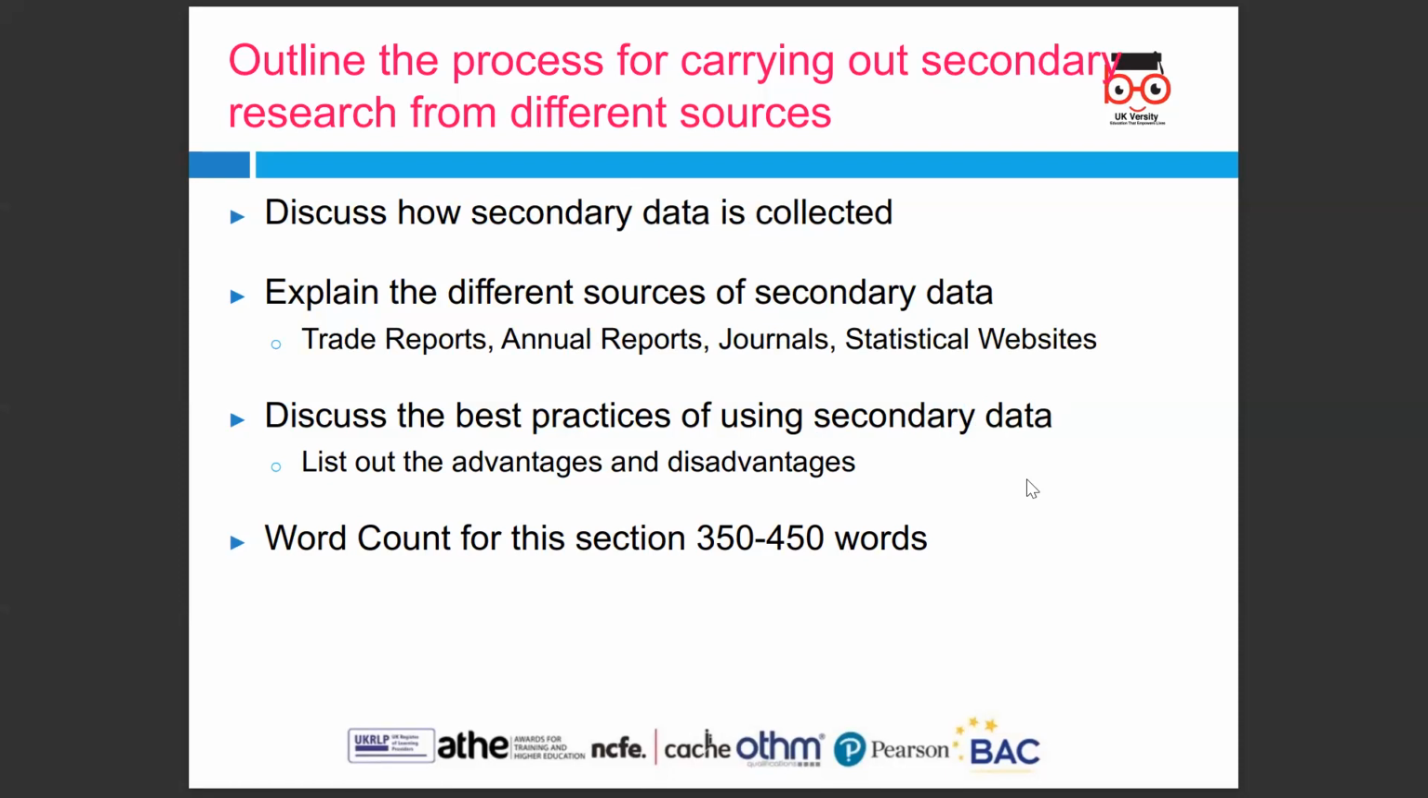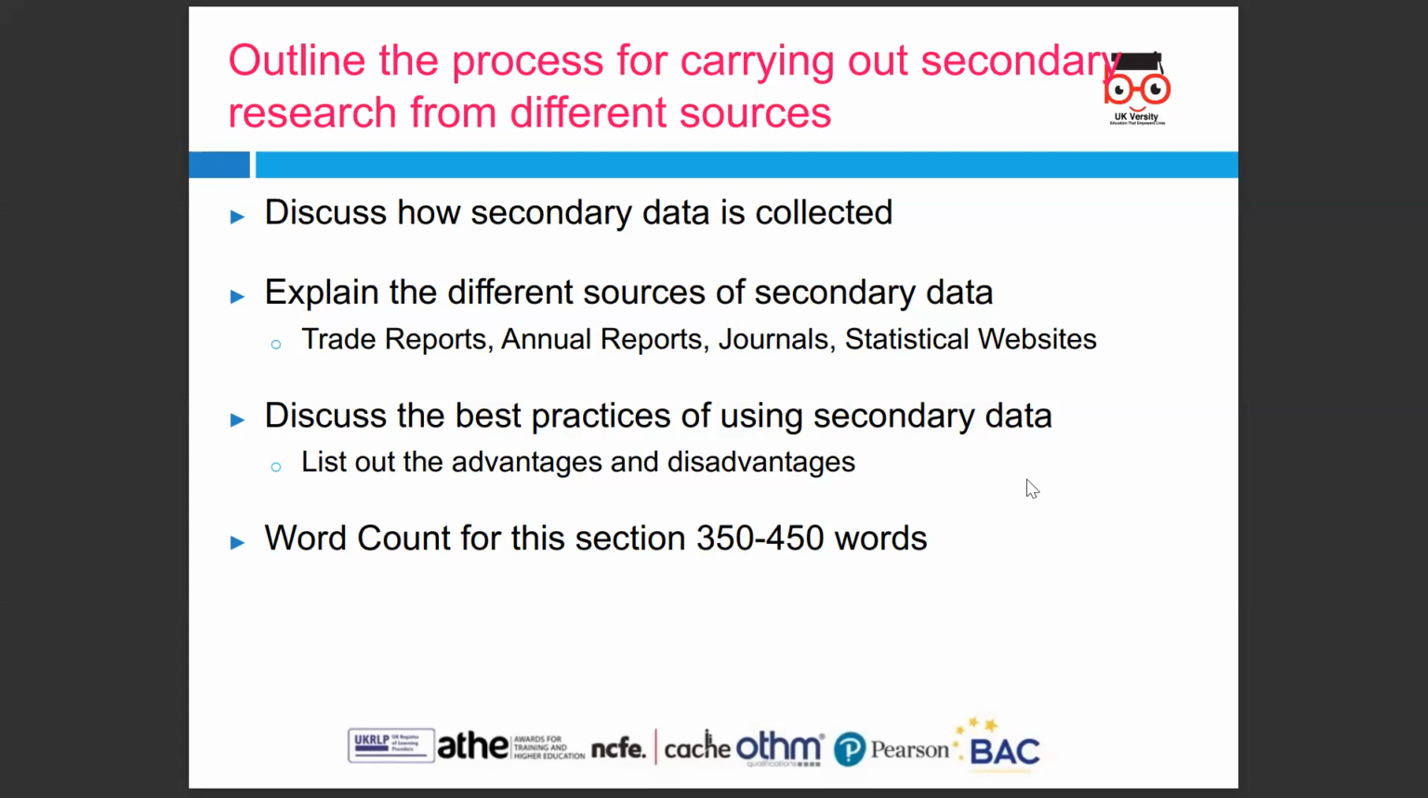You would look at how secondary data can be qualitative and quantitative data, such as books, journals, annual reports, and trade reports. Then you would look at the different sources of secondary data: trade reports, as I mentioned, annual reports, journals, statistical websites, and then the best practices of using secondary data. Again, you would look at the advantages and disadvantages of secondary data.